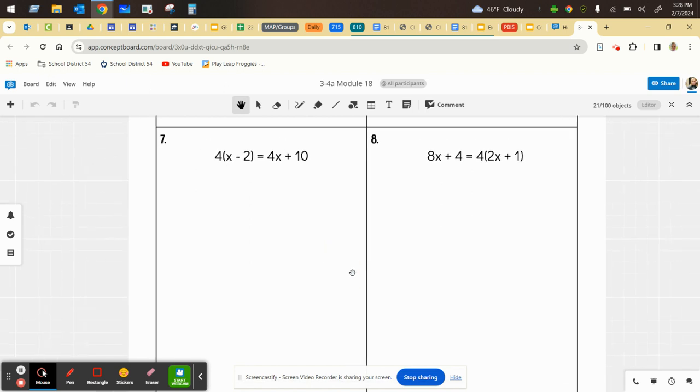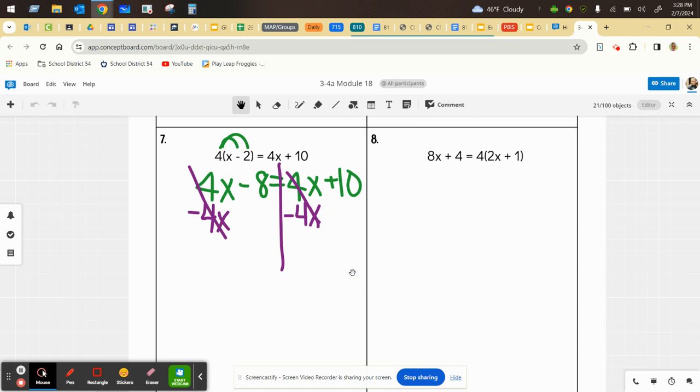All right, 2 more. Taking a look at number 7. Again, I have parentheses, so I'm going to distribute. 4 times x is 4x. 4 times 2 is 8. Okay, starting with my variable, subtract 4x from both sides. And you notice it cancels. We are left with -8 equals 10. Ask yourself, is that the same number? No. So there's no solution.